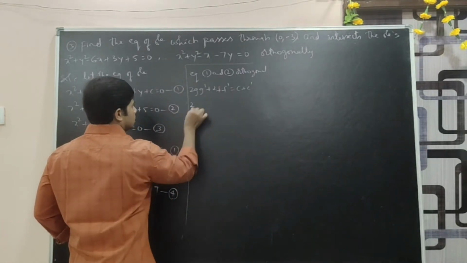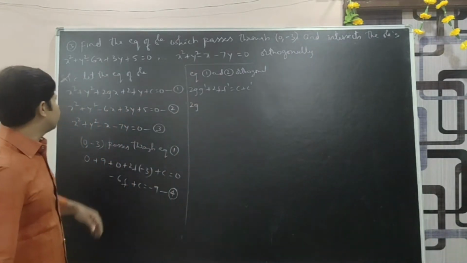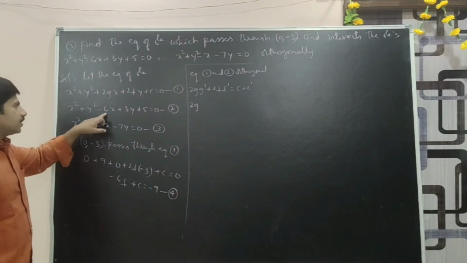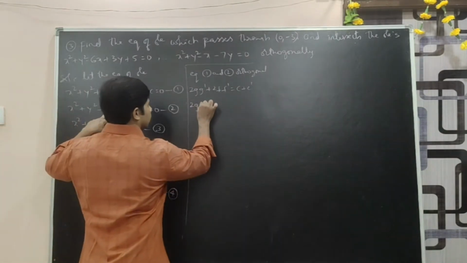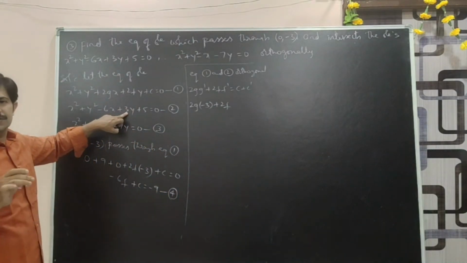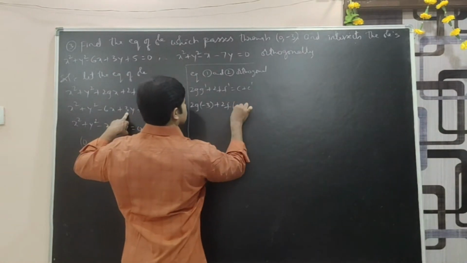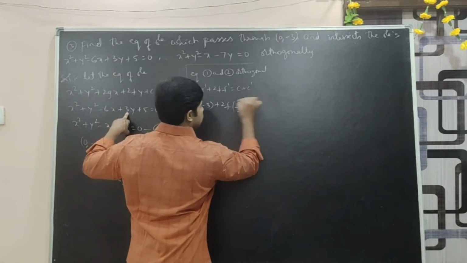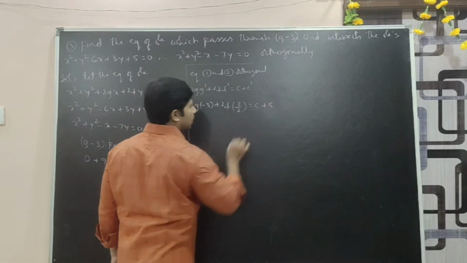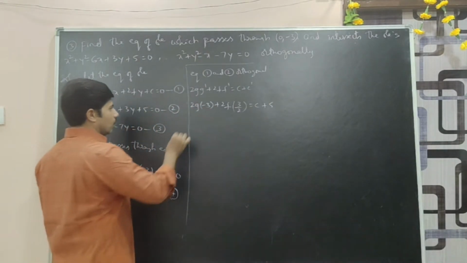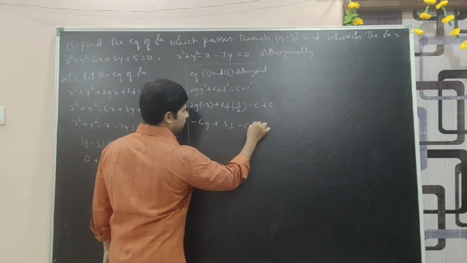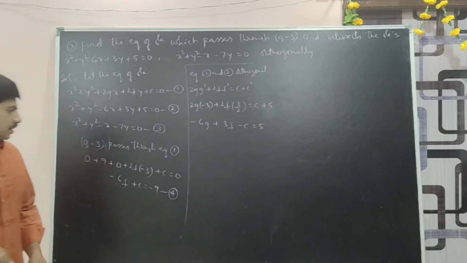So, 2g as it is, g we are taking from the first equation. In the first equation, g is g only. G dash, what is g dash from equation 2? It is minus 3. So we write minus 3, plus 2f into f dash, which is half of 3, just write 3 by 2. It is equal to c as it is from equation 1, and c dash from equation 2 is nothing but 5. So now what we get is minus 6g, the 2s get cancelled, 3f minus c is equal to 5. So this is equation number 5.